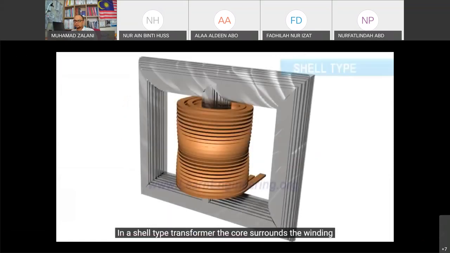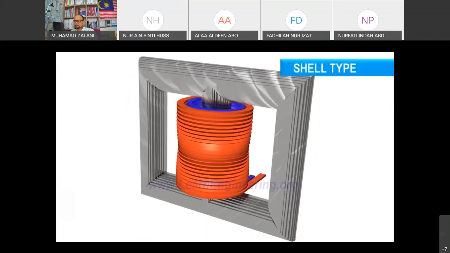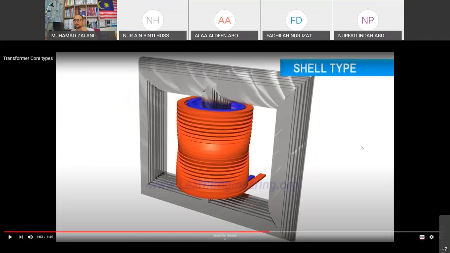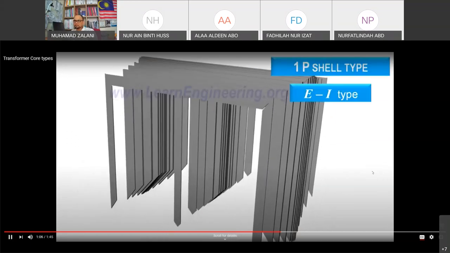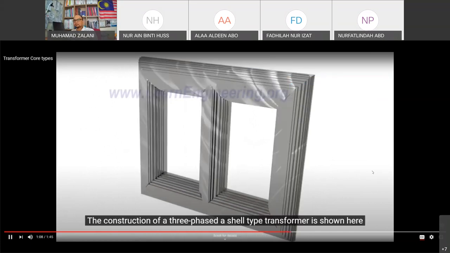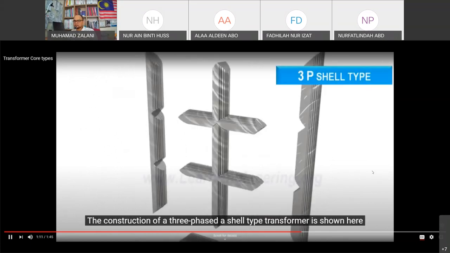In a shell type transformer, the core surrounds the winding. So for shell type transformer, the core, which is outside of this image, this photo, the core surrounds the winding. Winding in the middle. As you can see, the blue one is the primary windings, and the red one is the secondary windings. The construction of a three-phase shell-type transformer is shown here.